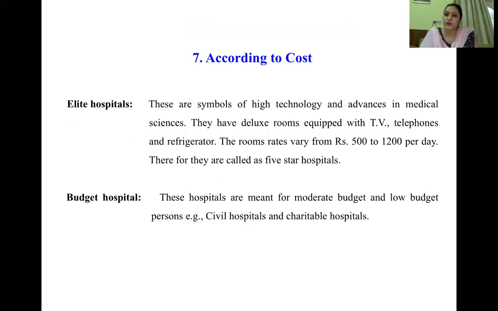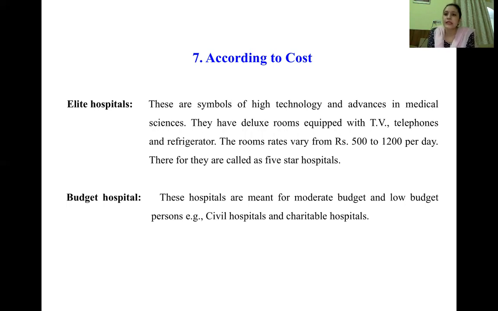The next category according to which we can classify hospitals is based on their cost. Based on cost, there are two types of hospitals: elite hospitals and budget hospitals. What are elite hospitals? They are also known as 5-star hospitals. They are the symbols of high technology and advances in medical sciences. They have deluxe rooms equipped with TV, telephones, and refrigerator. The rates of these hospitals vary, like room rates from 500 to 1200 per day, or more.